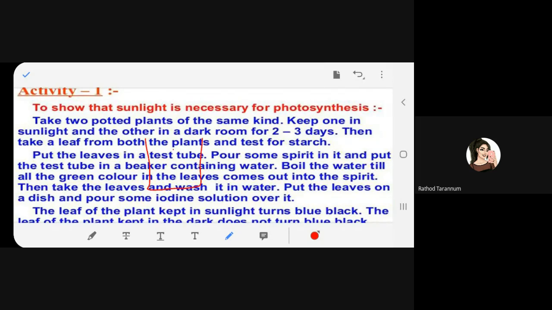Now we will take two potted plants. This one we are keeping in the dark. This one we are keeping in the light. You understood or not? For how many days? 2-3 days. After 2-3 days, you take one leaf from this plant and one leaf from the other plant, for the testing purpose.